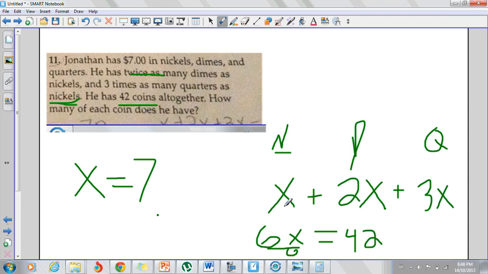So if x is 7, that means we got 7 nickels. That's 35 cents. We've got 14 dimes, that's $1.40. And then we've got 21 quarters, which I'm running out of, was that $5.25? So all that together should add up to $7 at the very end. So remember, once we know what our standard is or what we're comparing the rest of them to, it's just a matter of writing out all 3 of them and then total.